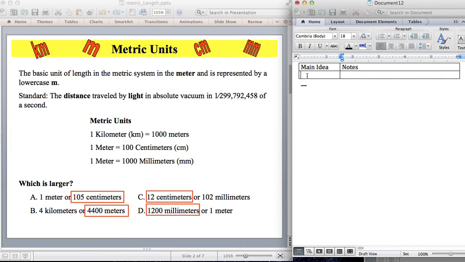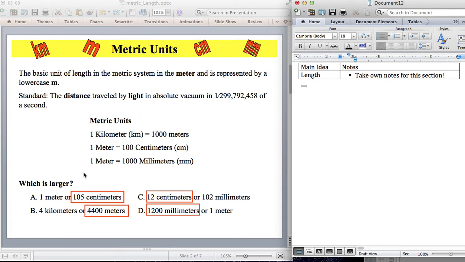So we'll start with length. The basic unit of length, as we've already talked about, is the meter, as represented by lowercase m. You guys are going to take your own notes for this section. We're starting off taking our own notes tonight. So the basic unit of length is the meter. It's represented by lowercase m. Technically, the standard, you do not need to know this, is the distance traveled by light in a vacuum in 1/299 million whatever of a second. That's the standard. It's also the length of a meter stick.